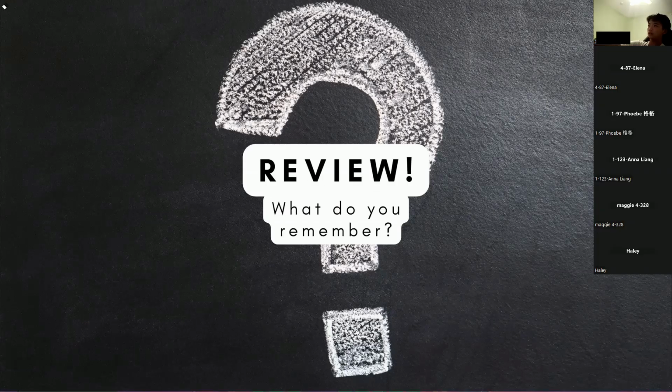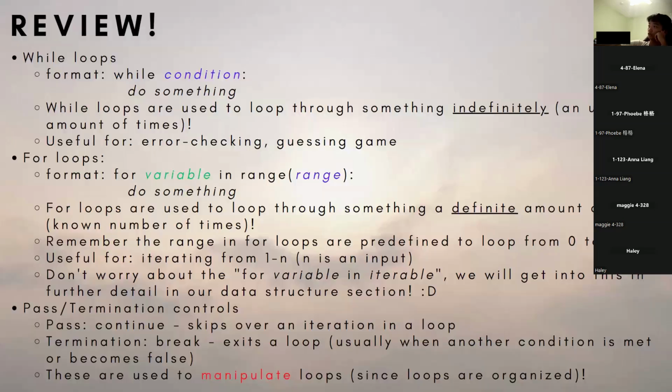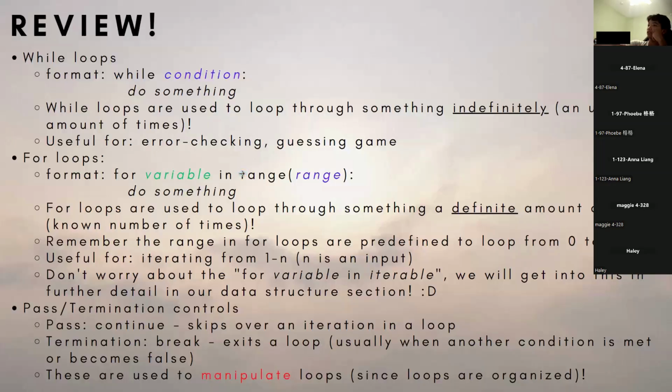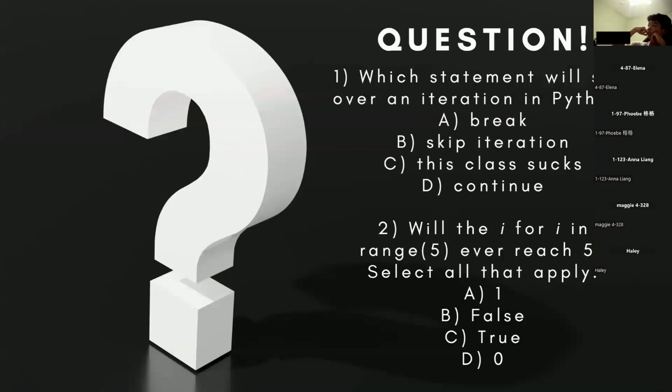From last class we talked about while loops, basically just looping, and then we talked about breaking conditions and continue. So yeah, big review. I'm going to skip it, since it's just reviewing last class. Why don't you guys answer these two questions? We just learned this.